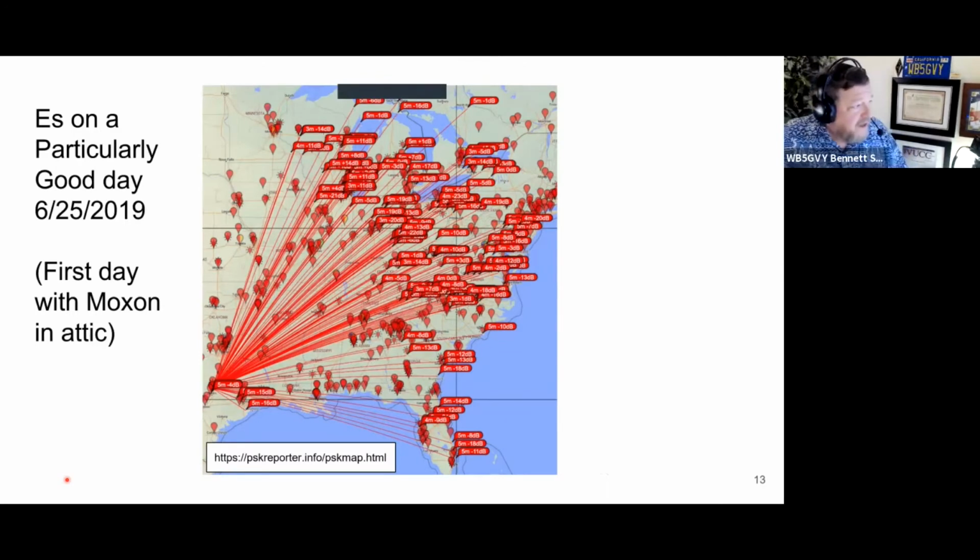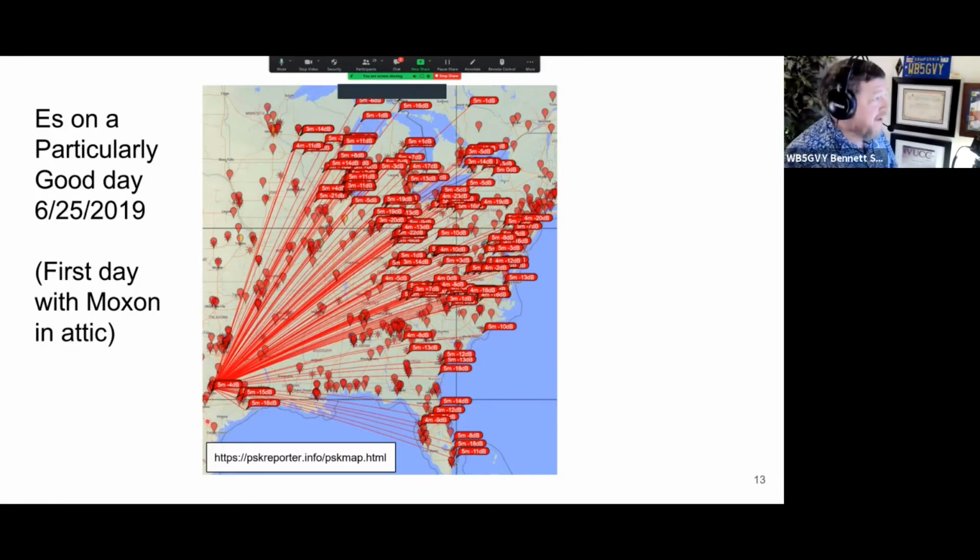So here's an example. You're probably familiar with PSK Reporter and spots. This was an example of a particularly good day. It was June 25th, 2019. It was the first day I moved my Moxon up into the attic, and these are all people that spotted my transmit signal. That's not to say that a contact would have actually been possible with these people, but it's just a general indication of how the band can open with sporadic E.